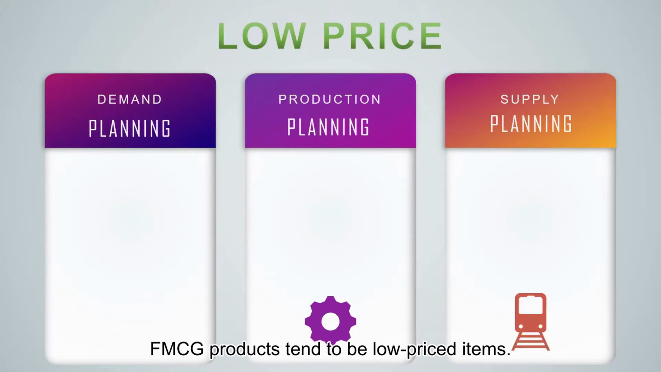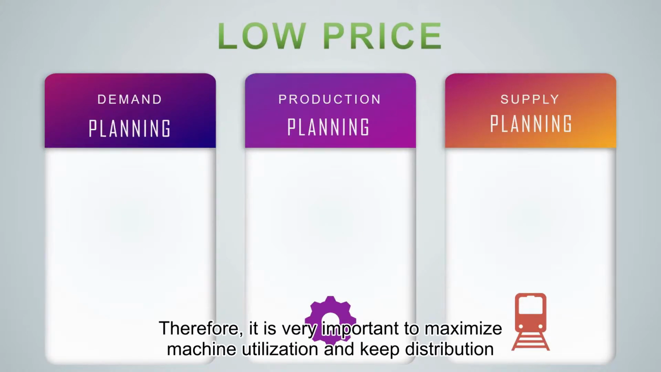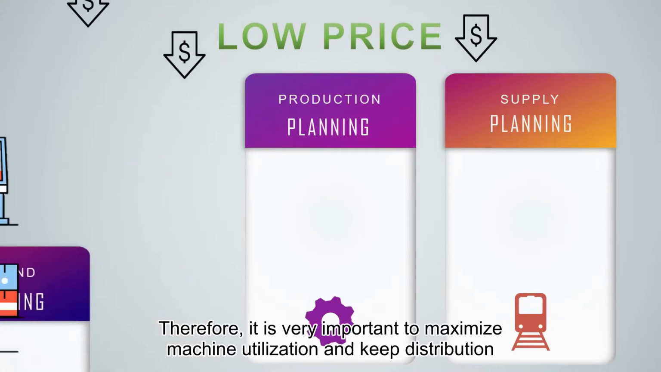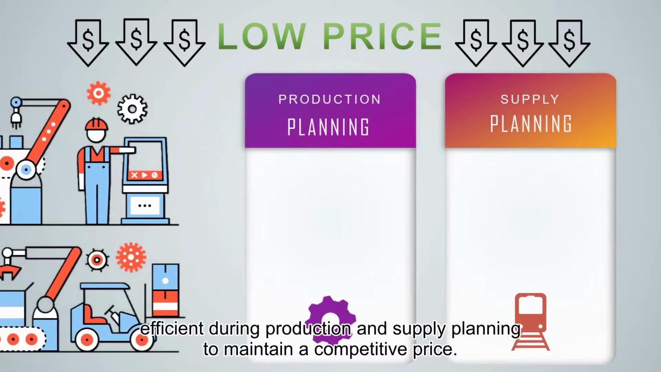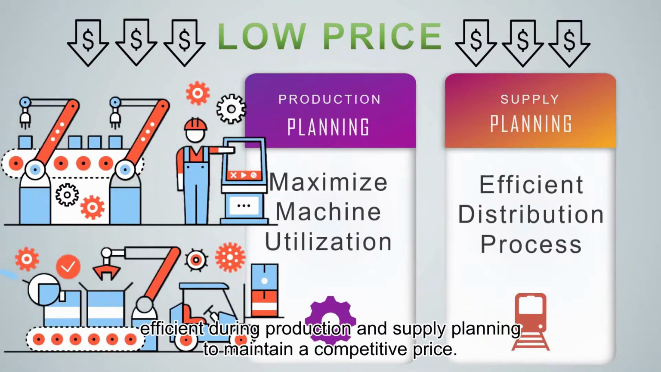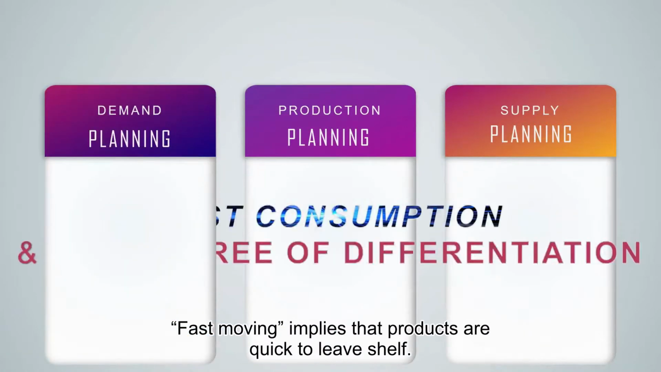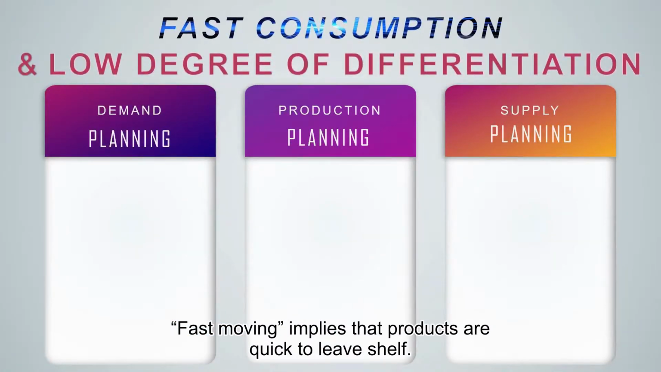FMCG products tend to be low-priced items. Therefore, it is very important to maximize machine utilization and keep distribution efficient during production and supply planning to maintain a competitive price. Fast-moving implies that products are quick to leave the shelf.